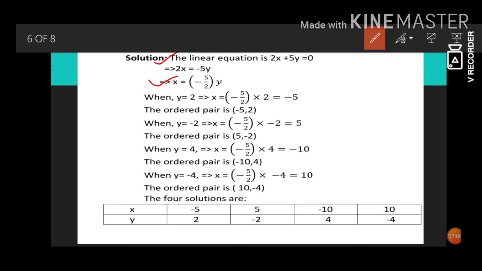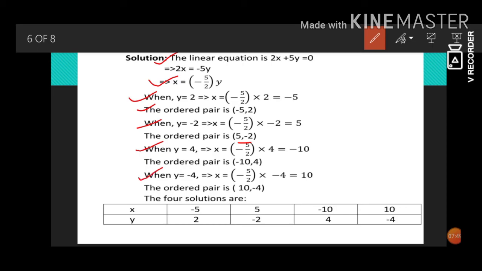The first y we have considered is 2. Substituting the value of y in the equation, we get x equals minus 5 by 2 into 2, which is minus 5. So the ordered pair is minus 5 comma 2. Now y equals minus 2, so the value of x becomes 5. The ordered pair is 5 comma minus 2. Next we consider y equals 4, so x becomes minus 10. The ordered pair is minus 10 comma 4.